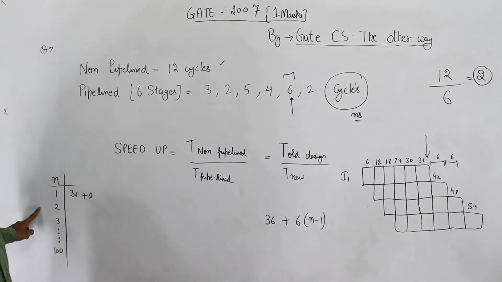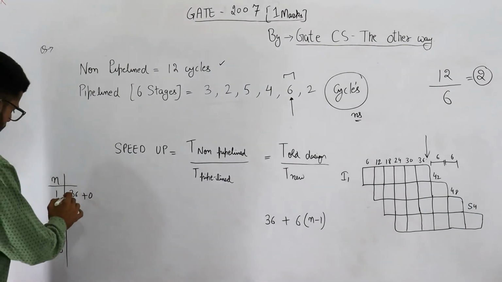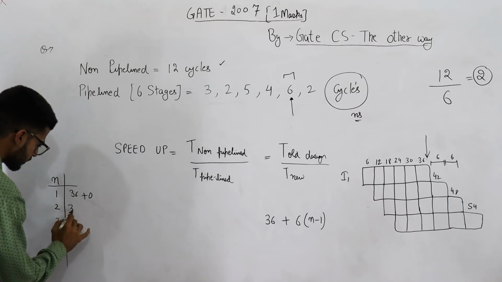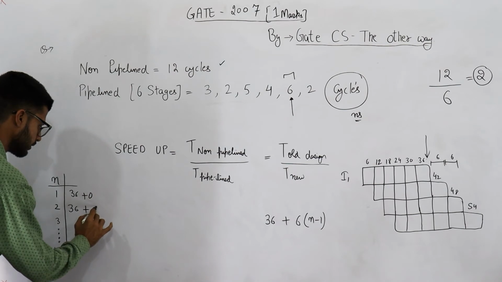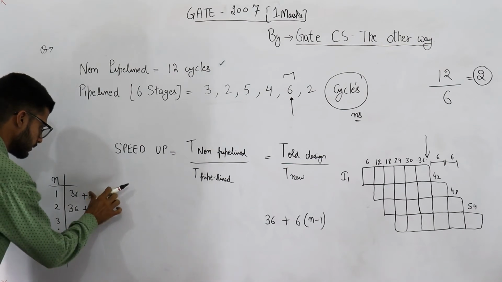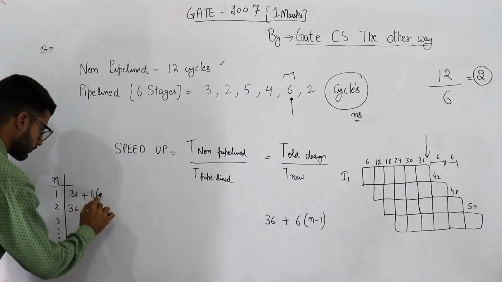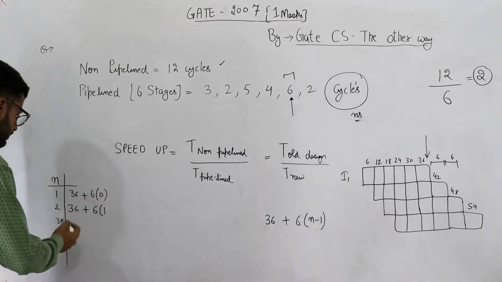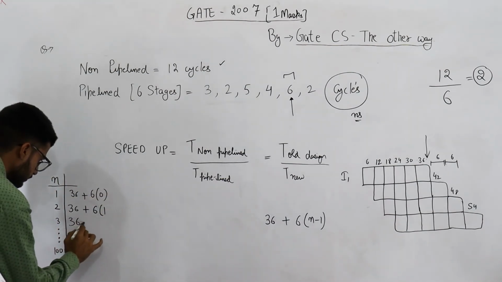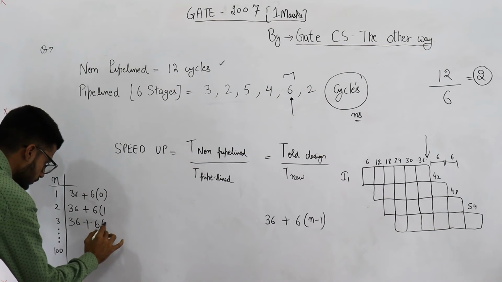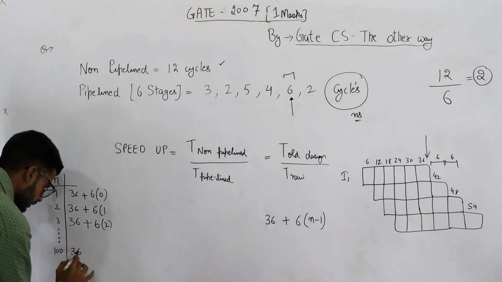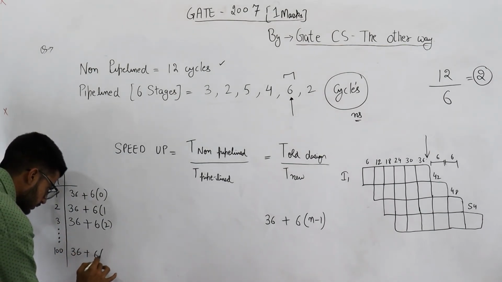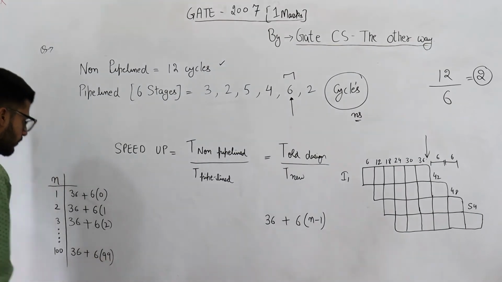I hope this one is visible. Then if n is 2, we get the first instruction requires 36 and the remaining one instruction requires 6 cycles. Similarly, for 3, you can see this would be the formula. Now, if n is very large, like n is 100, it will be something like this.